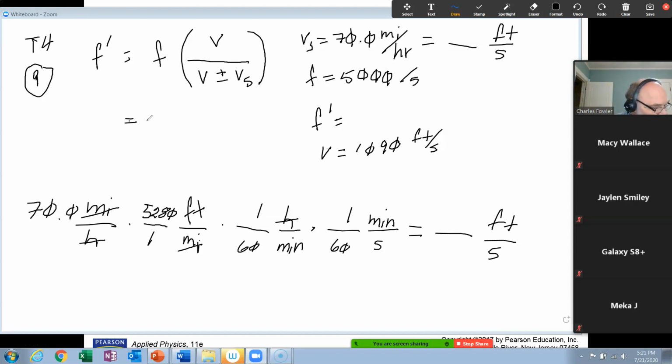Okay, there's your formula. And if you notice at the very bottom of the page, this is on page 439, the plus sign in the denominator is used when the source is moving away from you, which is what this problem is doing. The minus sign is used when the source is moving toward the observer. So this is moving away, if I'm not mistaken, wasn't it? Number 9? Yeah, away from you. So therefore, we will not use the minus. We will only use the plus.